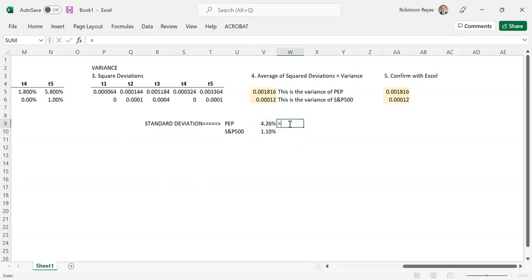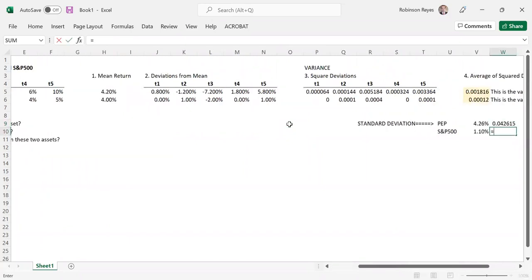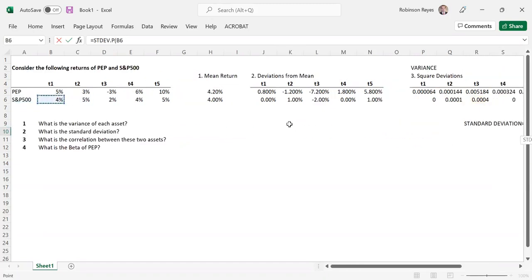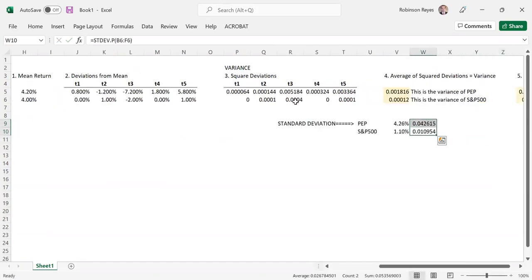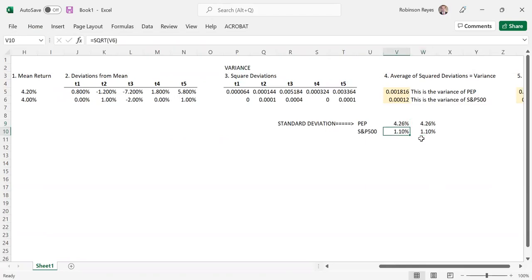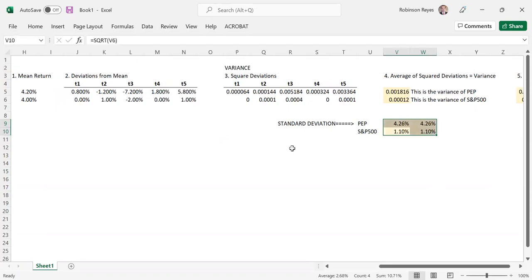But we can also use STDEV.P, and select these returns of Pepsi, and then do the same STDEV.P and select the returns of S&P 500, and we will confirm very quickly that the Excel command gets the same numbers we got through the long approach. So we don't need to take the long approach, but now we know what Excel is doing when we use this STDEV command. So that's the command for the standard deviation.